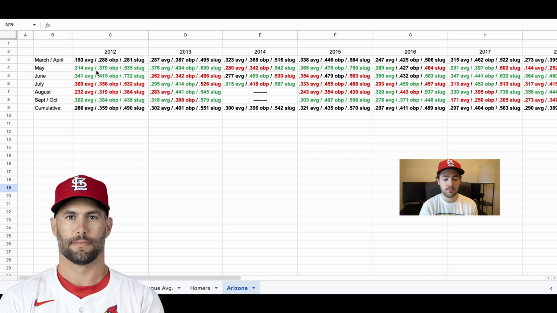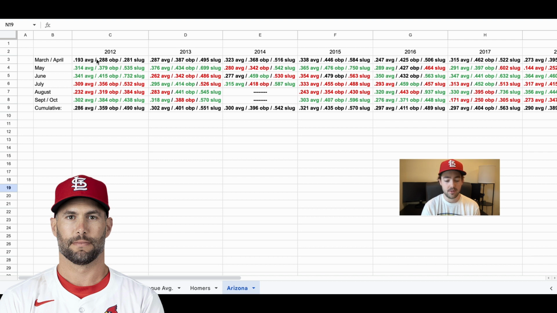I mean, he was basically a rookie at this point, so 193 average, 288 on base, 281 slug. Those aren't good, but again, he was super young. That was his first season. So we have his 190, everything got better, of course. 314 average, 379, 535 slug.